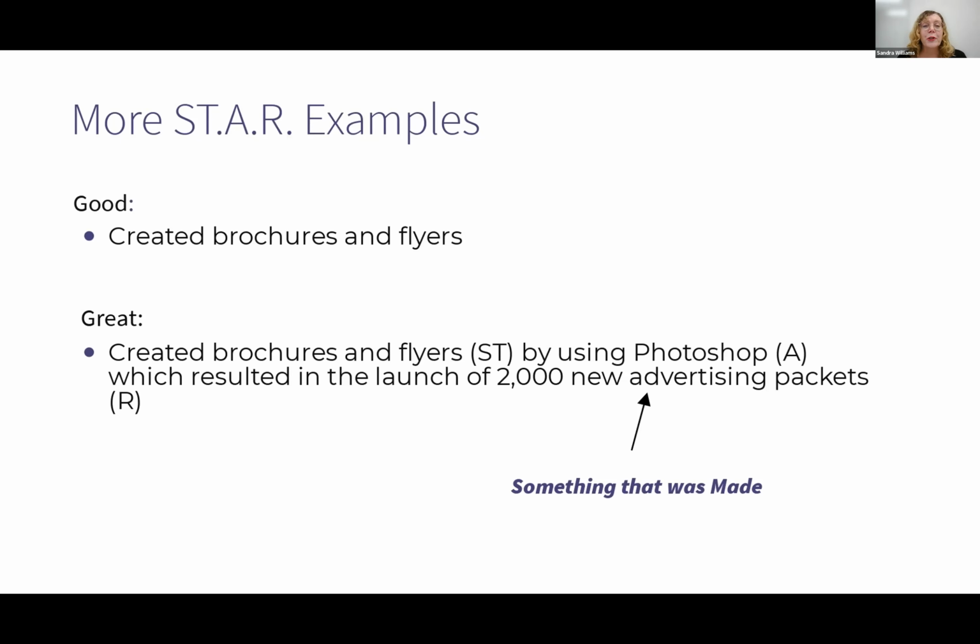Created brochures and flyers. So here's the STAR example. Created brochures and flyers. That was the task. How did we do it? By using Photoshop. That was the action. What was the result? Which resulted in the launch of 20,000 new advertising packets. That was something that we made. Okay, so it takes some time. A lot of people have difficulty with this. When you use the STAR method, it helps to put some structure around it.